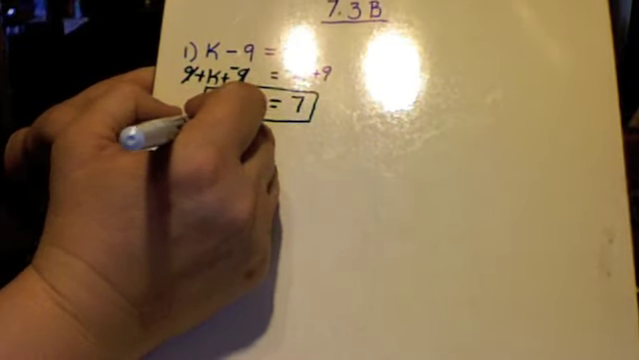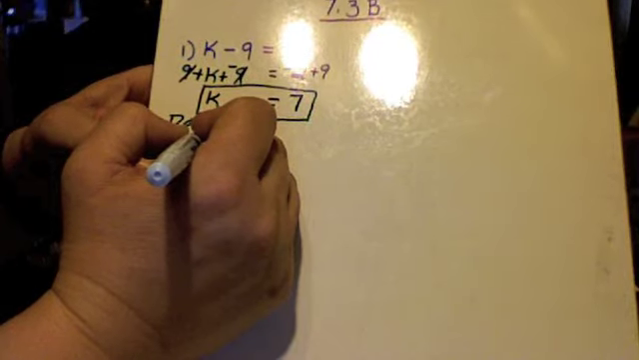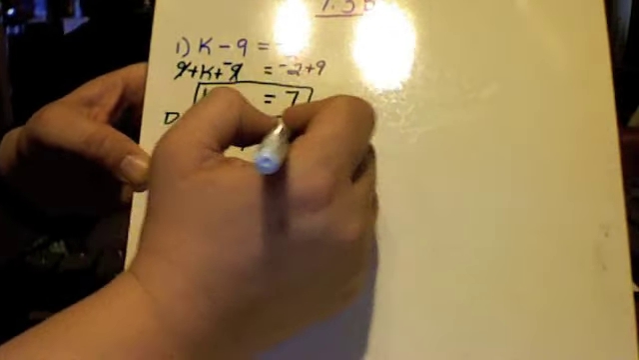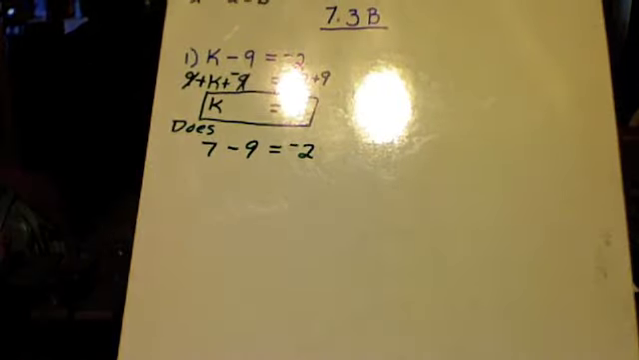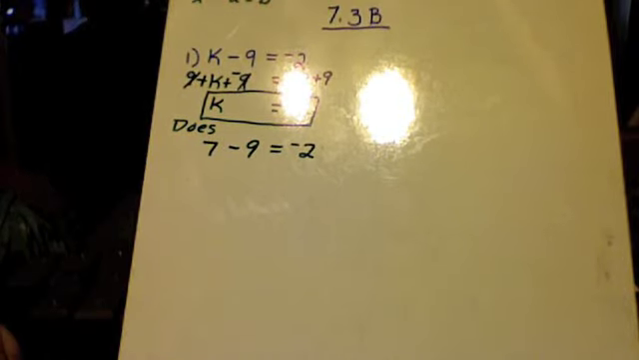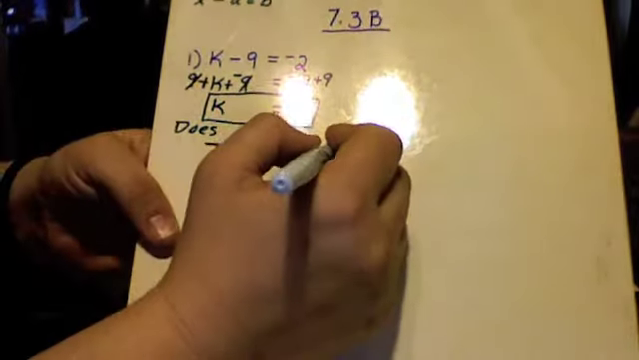Ask yourself, does 7 minus 9 equal -2? 7 minus 9 is -2, so we've done that one correctly.